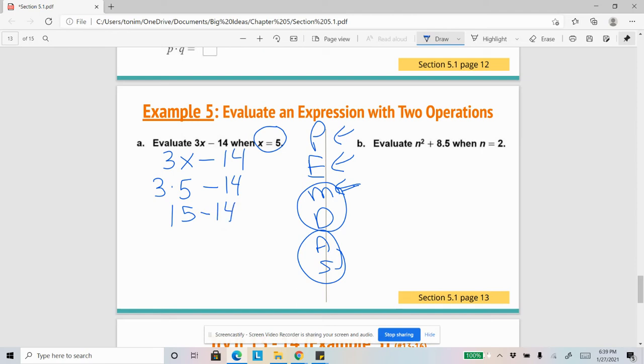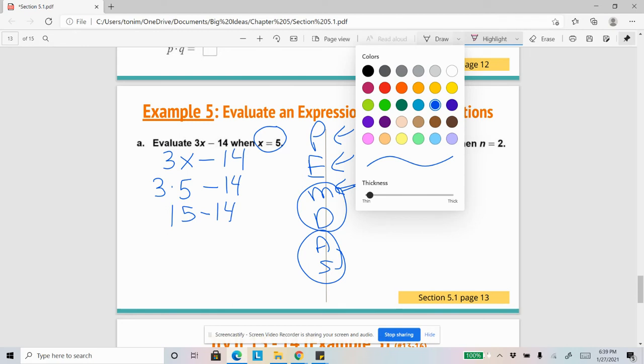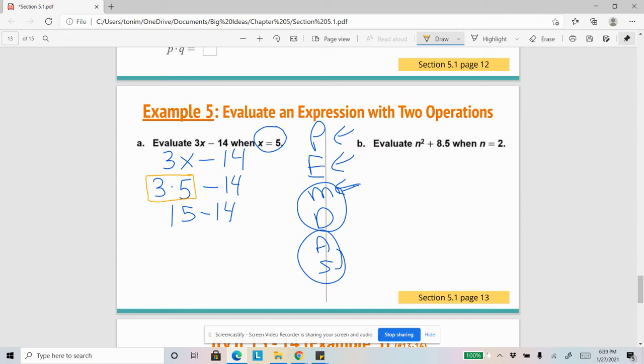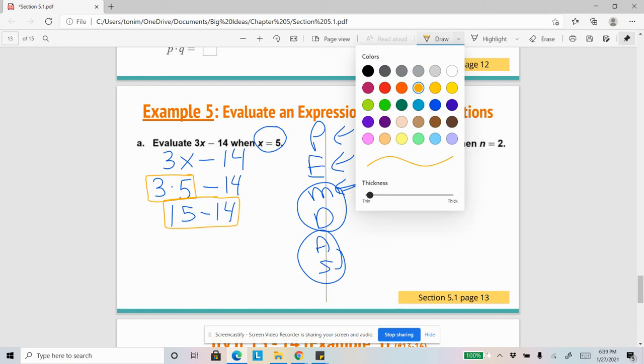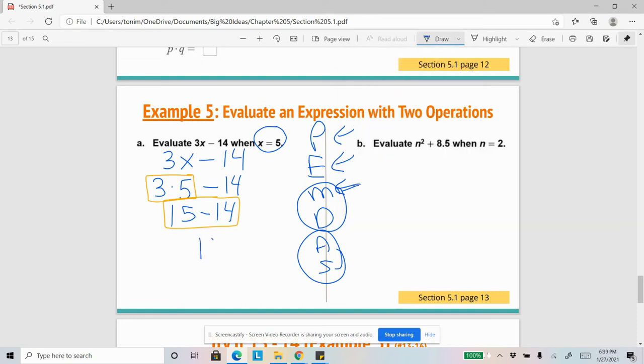If you remember, we highlighted what we did. I don't know if it's going to let me highlight. It's not going to let me do it, so I'm just going to box it. Let's do orange. We're going to do this first. So if you remember, we boxed or highlighted what we did. So 15, and now we're going to do 15 minus 14, which is 1. Circle it, do your V formation or your pizza crust, so your answer is 1.